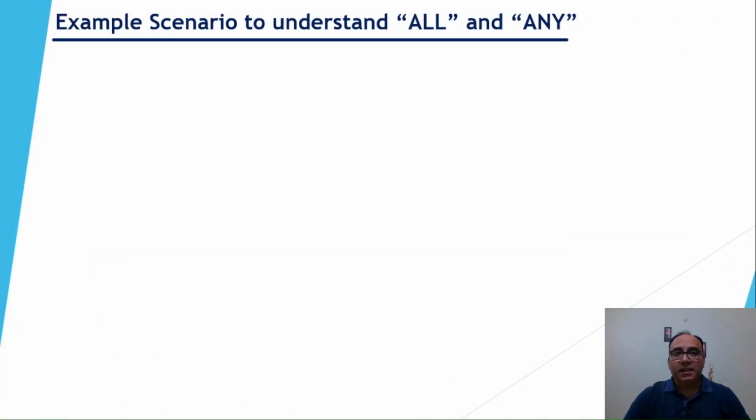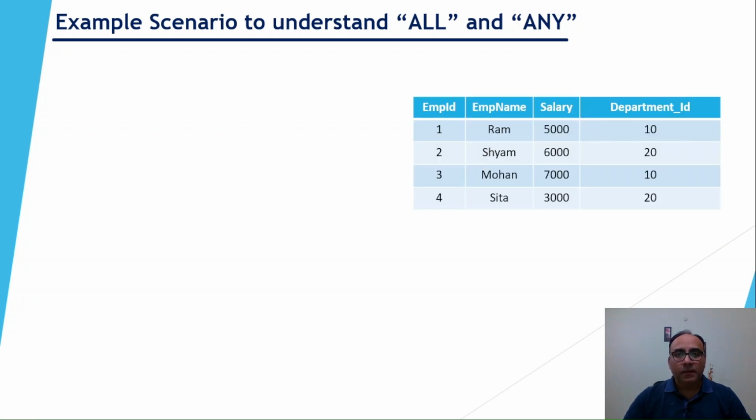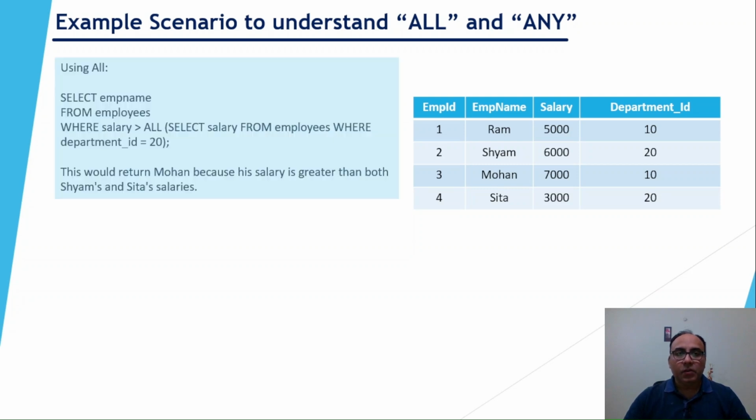Now let's try to understand the difference between ALL and ANY using one example. Let's say we have this table. We have 4 columns in the table: employee ID, employee name, salary, department_ID. Now let's see how we can write a query using this table. Let's say we have this query: select EMP name from employees where salary greater than all, select salary from employees where department_ID is equal to 20.